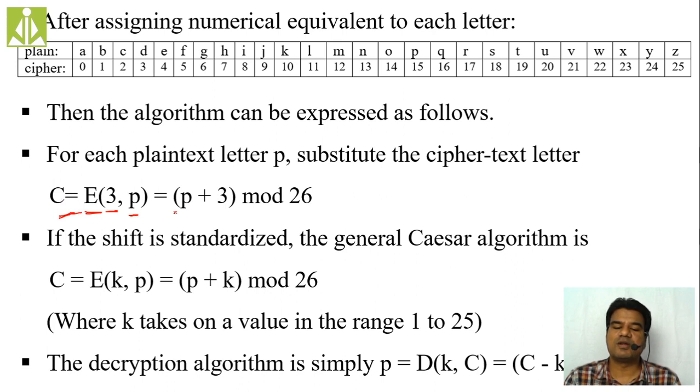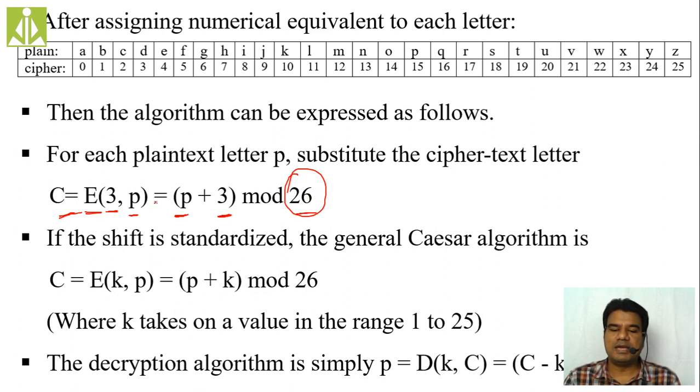Whatever plain text you have, simply add 3 positions to it and perform the modulo operation with 26. Why are we performing this modulo 26? Because our alphabet is wrapped around. That is the reason why we are performing modulo 26.